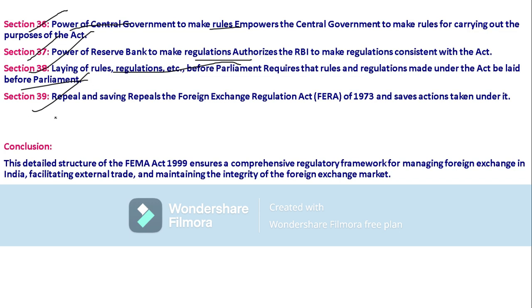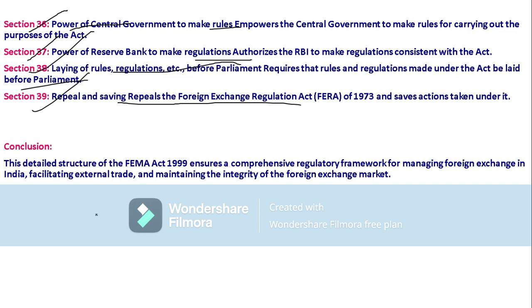Now coming to section 39, repeal and savings, which repeals the Foreign Exchange Regulation Act. Repeal is nothing but replacement. Previously we had the Foreign Exchange Regulation Act, known as FERA, which is replaced by this FEMA Act, and it saves the actions taken under it. Under FERA there were also certain provisions, and those are saved here in the FEMA Act.